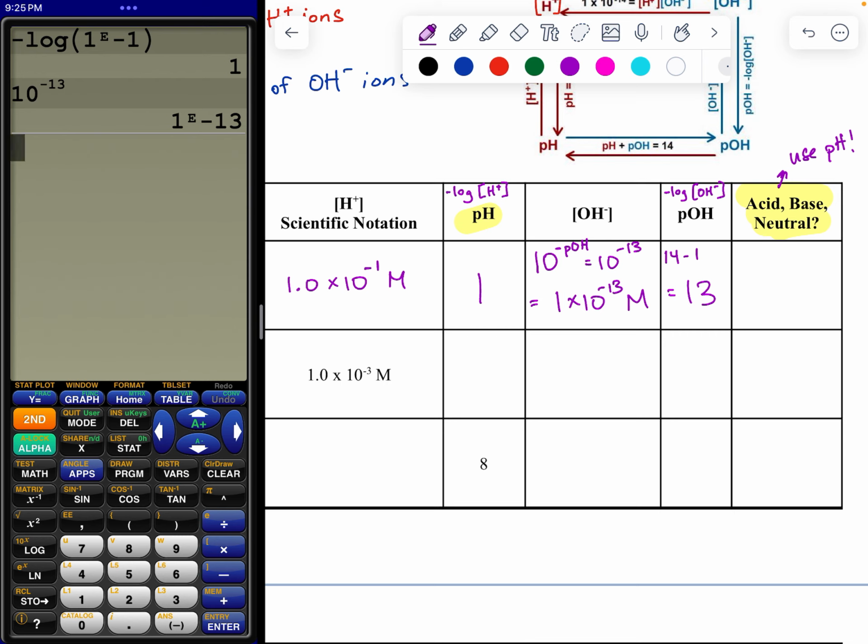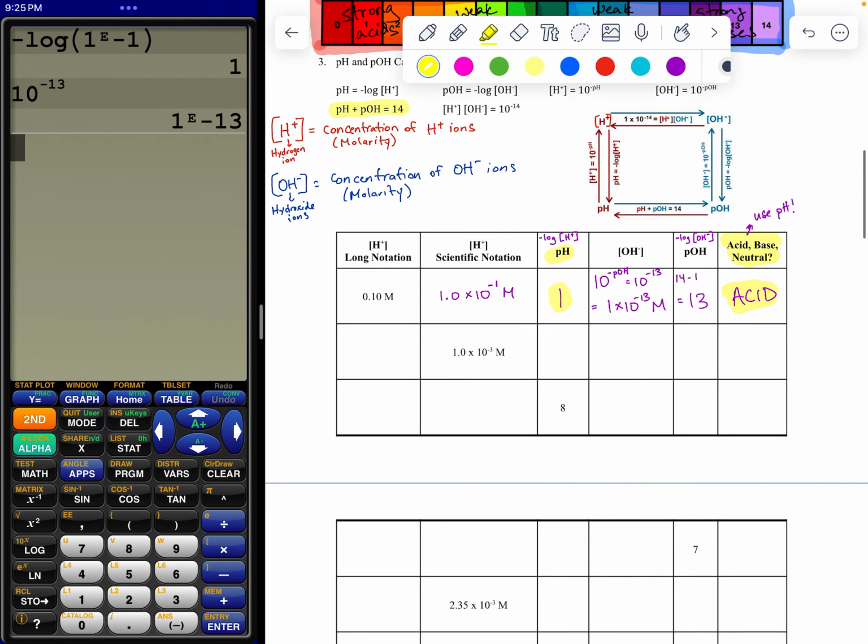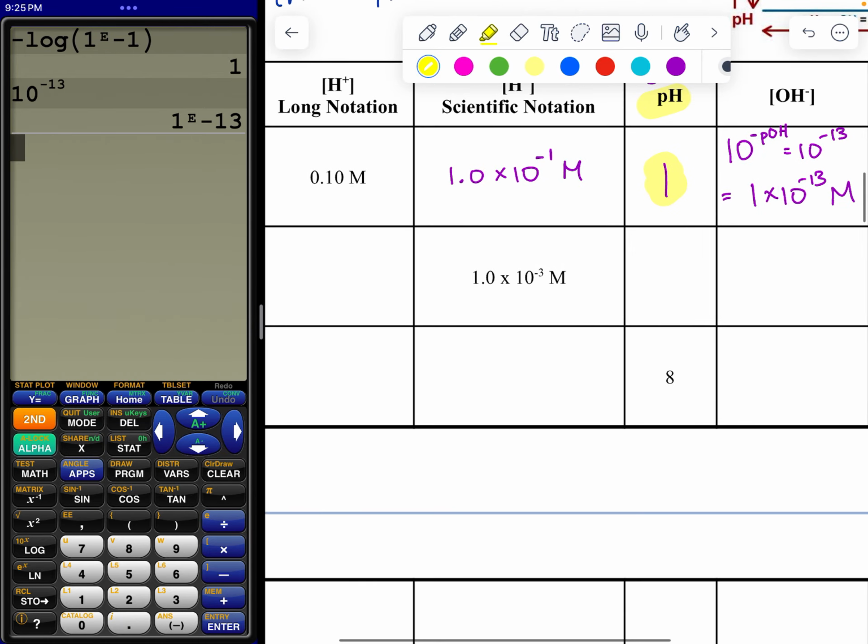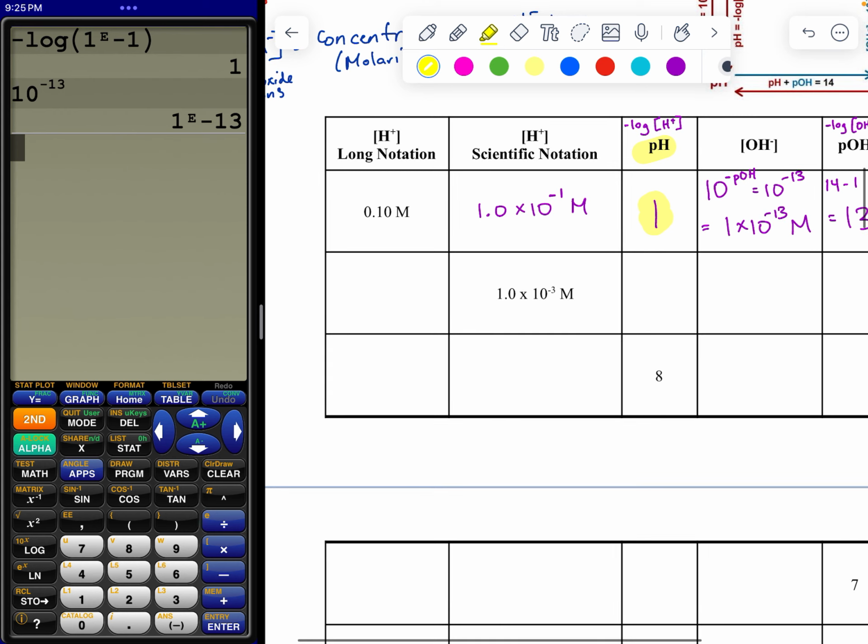All right, so we look, pH is 1. Well, that is quite acidic, so this would be an acid. So we use, again, the pH value to figure that part out. So let's do another one. And notice I'm given something different. In this case, I give you the scientific notation. Now, we're going to be primarily using scientific notation, but again, it's a nice review to be able to know what long notation would be.